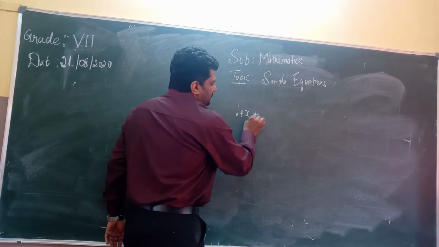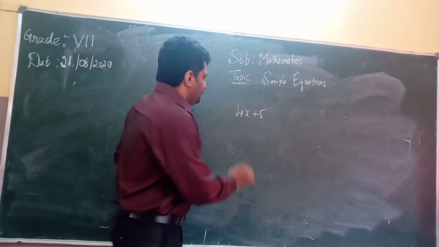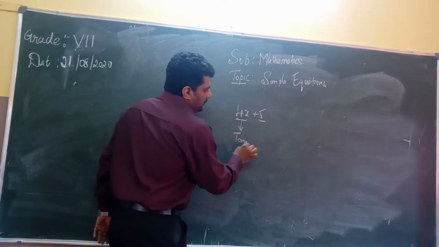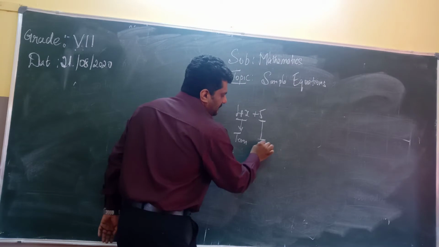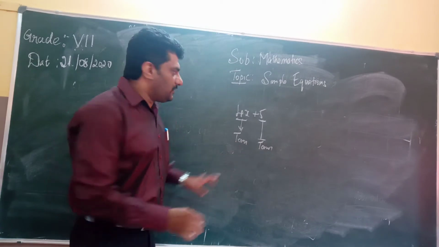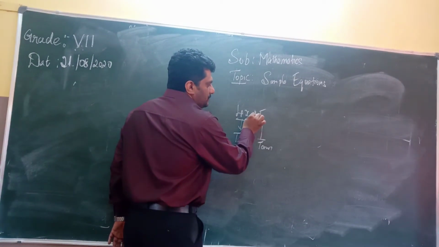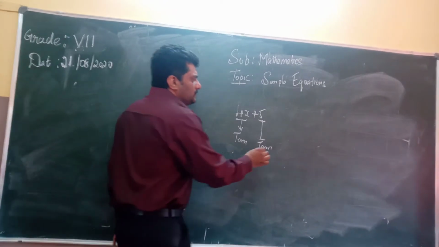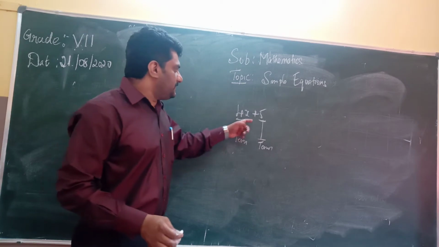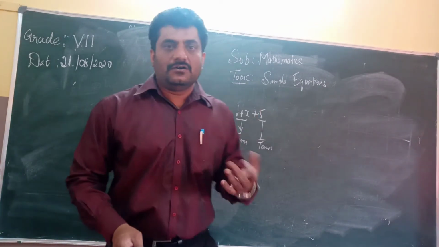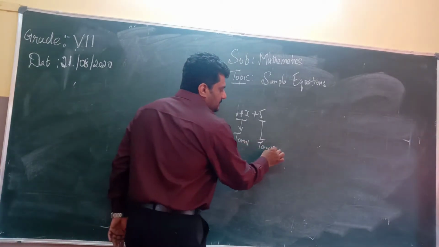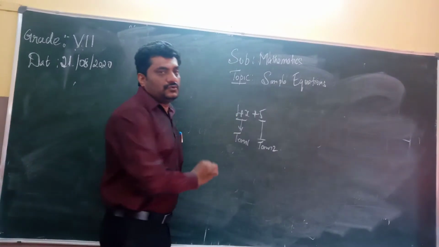Now if I write 4x plus 5, what do you call this? These are called terms. Now these two are terms. Why? Because they have been separated by an operation, which is an addition. So whenever you see an alphabet and a constant separated by an operation like a plus or a minus, we will call them terms. This is term 1, this is term 2. So that means we have two terms here.